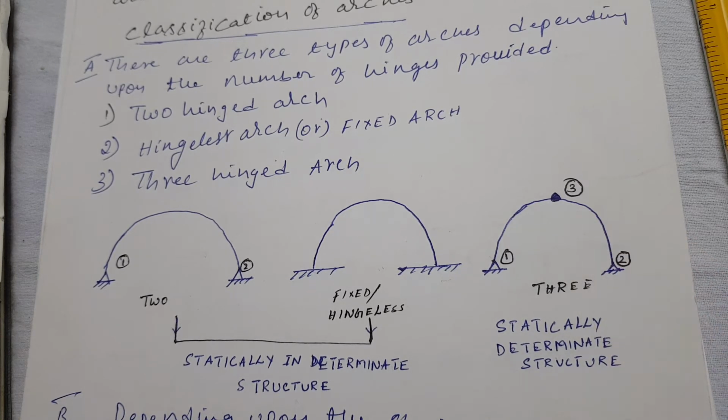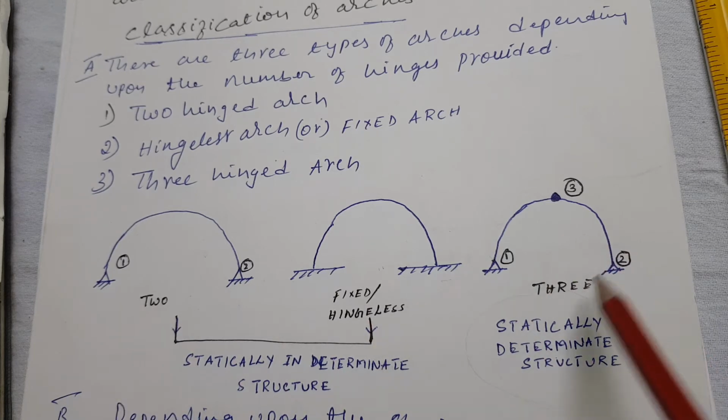Whereas in a three-hinged arch we have 3 hinges, so we can say this is a statically determinate structure. This can be solved by using the three equilibrium conditions, that is summation of Fx equal to 0, summation of Fy equal to 0, moment at any point equal to 0.